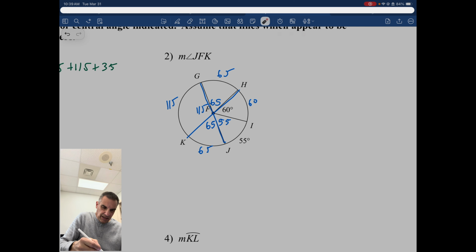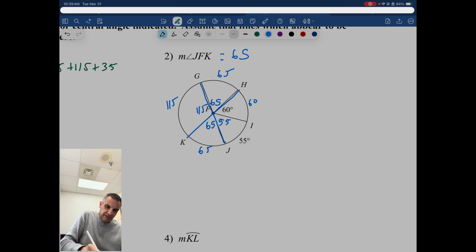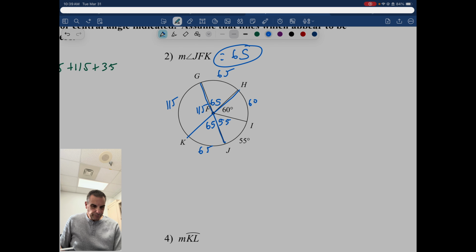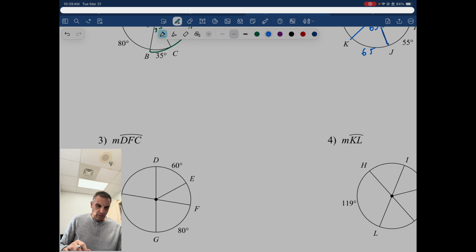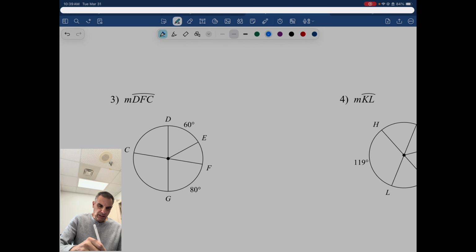I need to know angle JFK. Did more than I needed to do, but that's okay. Answer for this is 60. You're done. Question number 3.